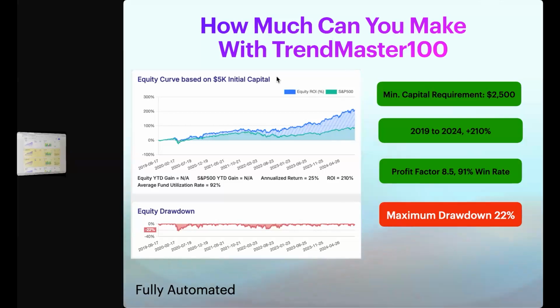Based on our backtesting of the last 5 years, 2019 to 2024, you can see that for Trendmaster 100, with 5K capital, you will gain 210%, outperforming the S&P 500 by a mile. The S&P 500 was close to 100% over the last 5 years, but for our robot, it's about 210% backtested. And the profit factor: under 1 is a losing strategy, anything more than 1 is a profitable strategy. That means the strategy will make money in the long run. And the strategy has a 91% win rate.